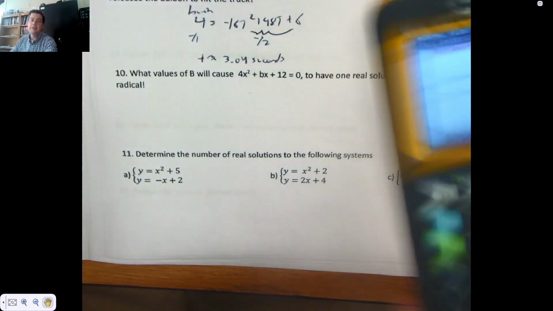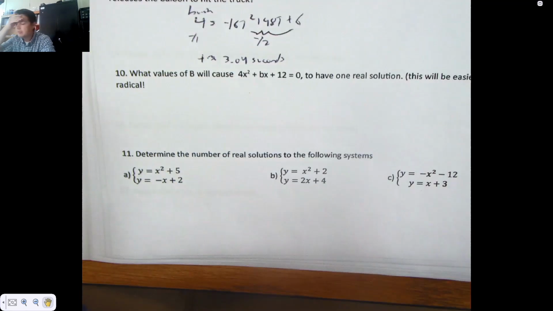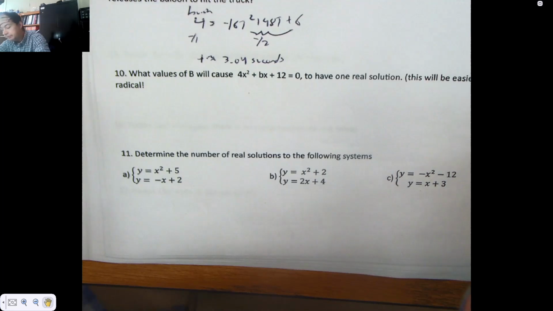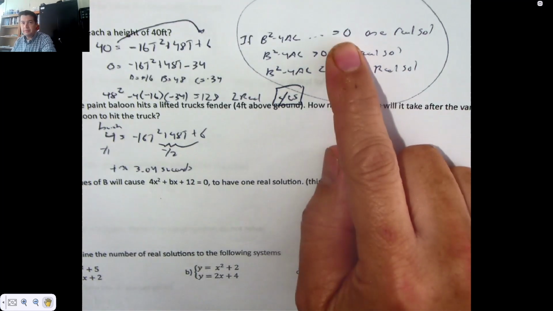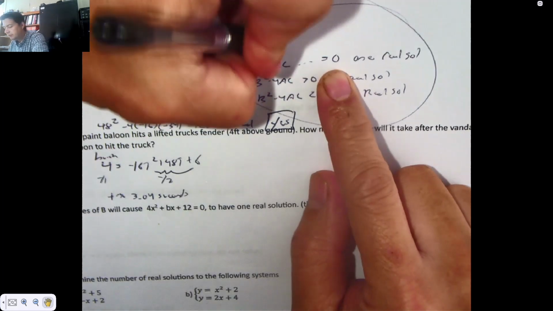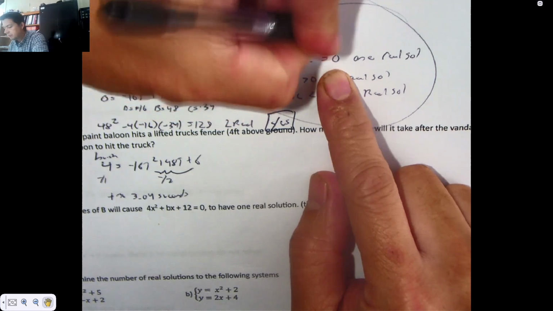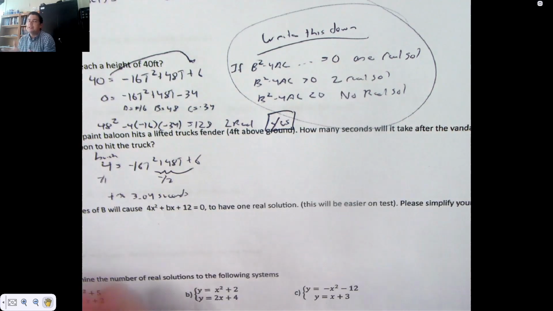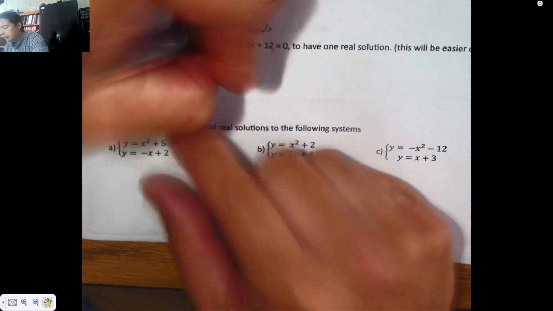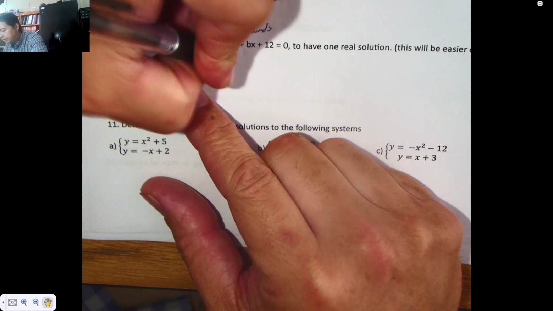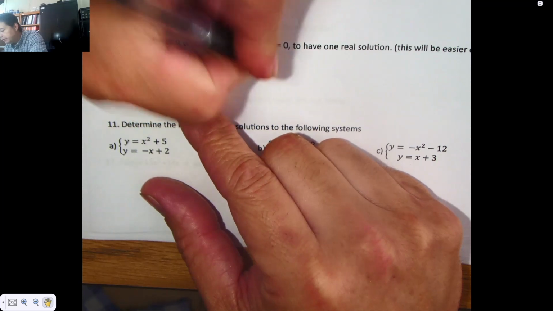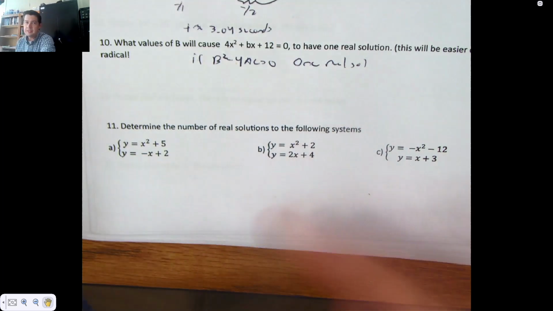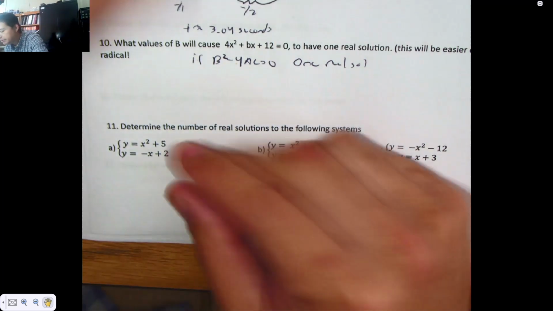Number 10. What values of b will cause 4x squared plus bx plus 12 equals 0 to have one real solution? I wrote that up there. Remember me writing all this stuff right here? You should probably write this down. I don't know if you did or not, but you should probably write it down because you need to know it. So if b squared minus 4ac is equal to 0, there is one real solution.